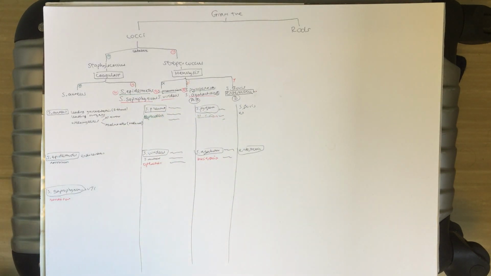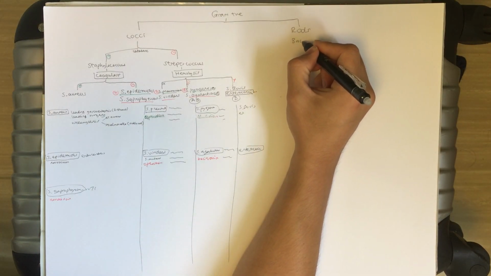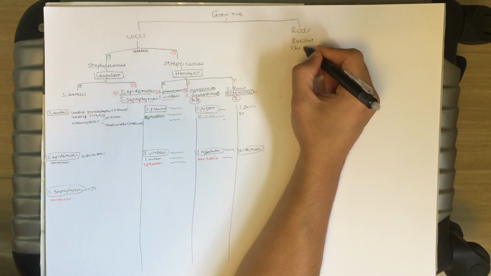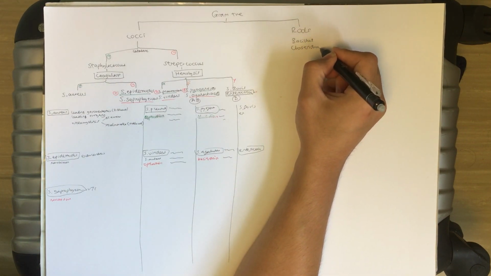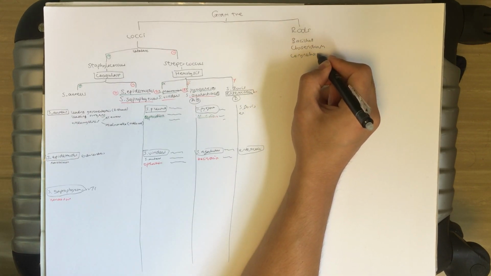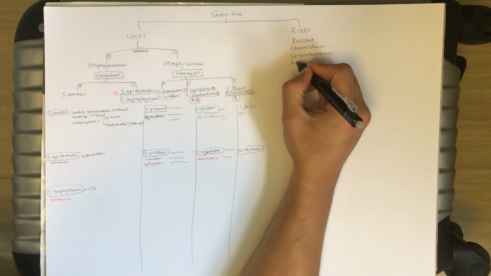So now we're going to talk about rods. Rods, on the other hand, you have Bacillus, Clostridium, and you're going to have Corynebacterium and Listeria.